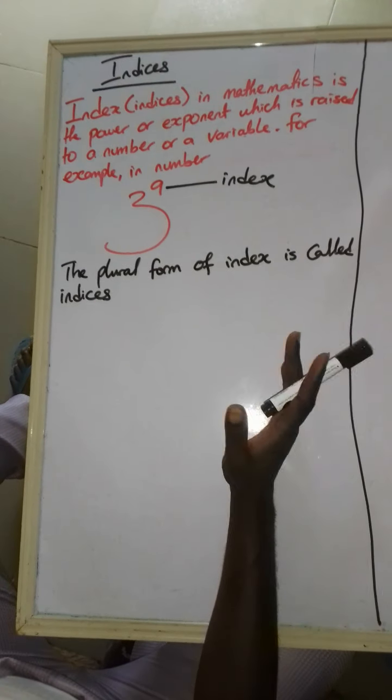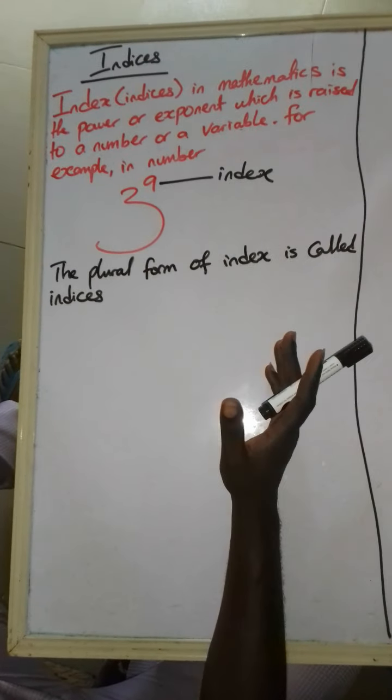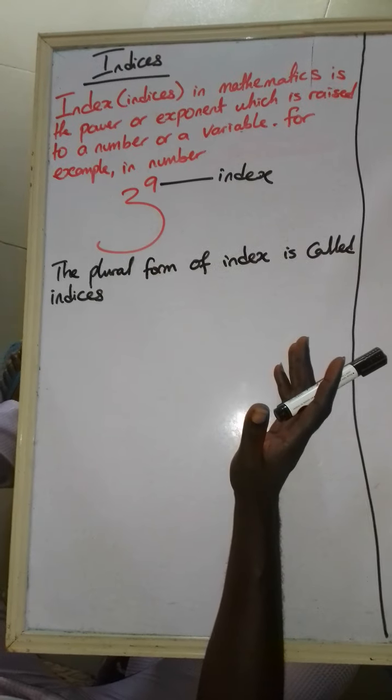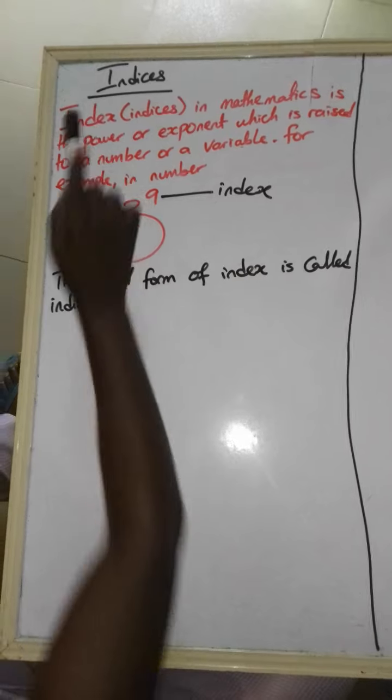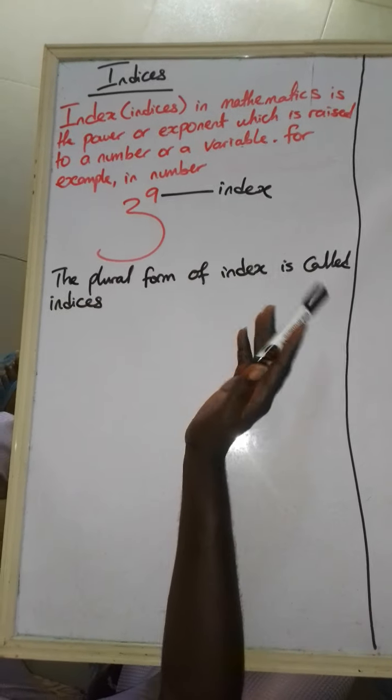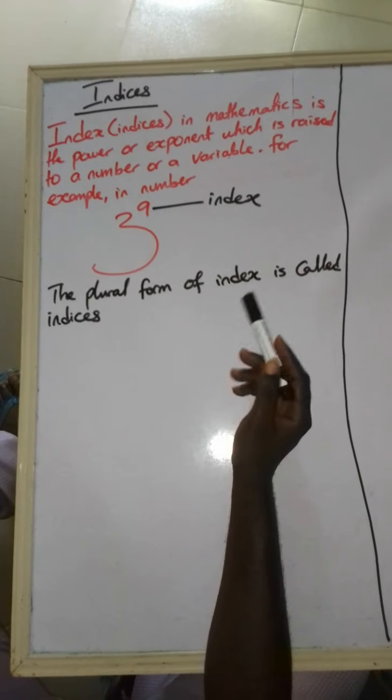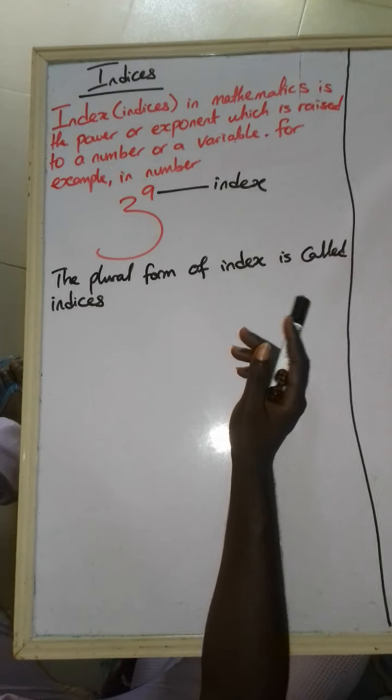Now, what is indices? We have to know what indices is before we can be able to solve any calculations on it. Now, index in bracket indices. Index is a singular, while indices is the plural. Index in mathematics is the power or exponent which is raised to a number or a variable.